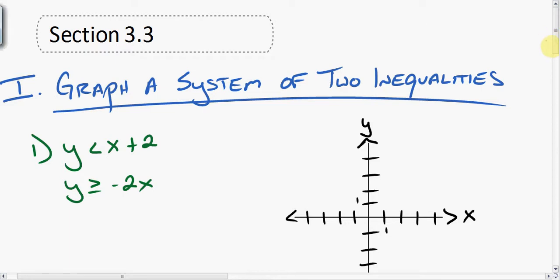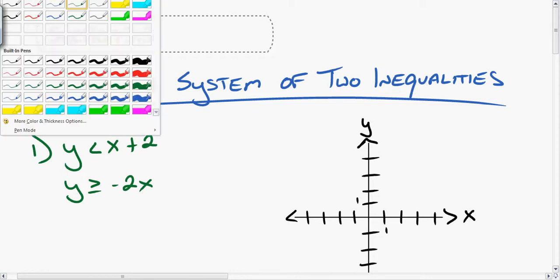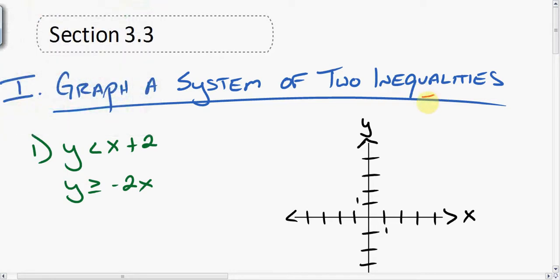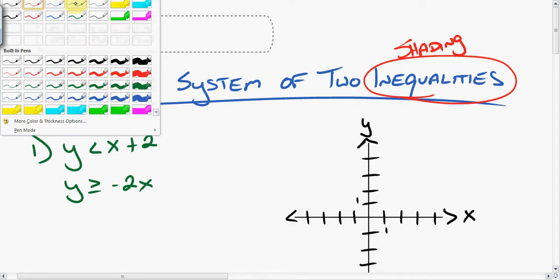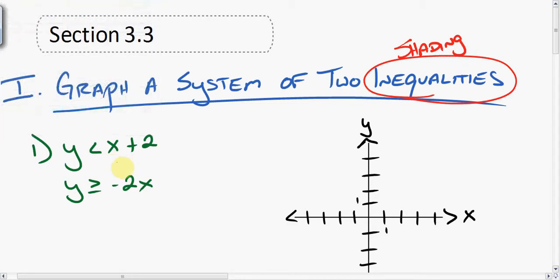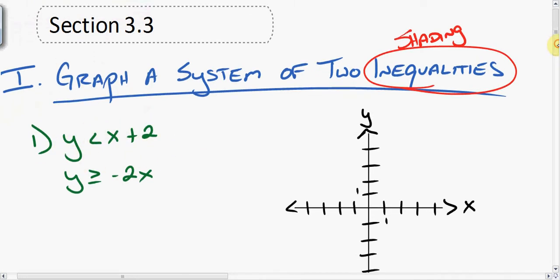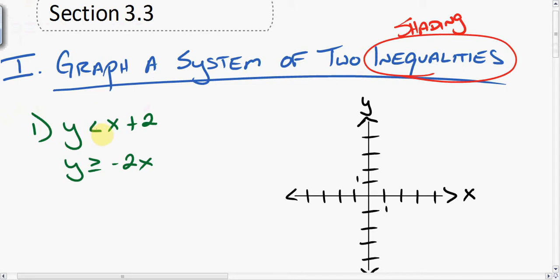This is section 3.3 part 1, where we are going to graph a system of two inequalities. So remember, whenever you're graphing inequalities, that means shading is involved. So we want to make sure that we both graph the lines and shade accurately. We're going to graph these just like if they were in y equals mx plus b form, only we have an inequality symbol, not an equal sign. So the same rules apply.